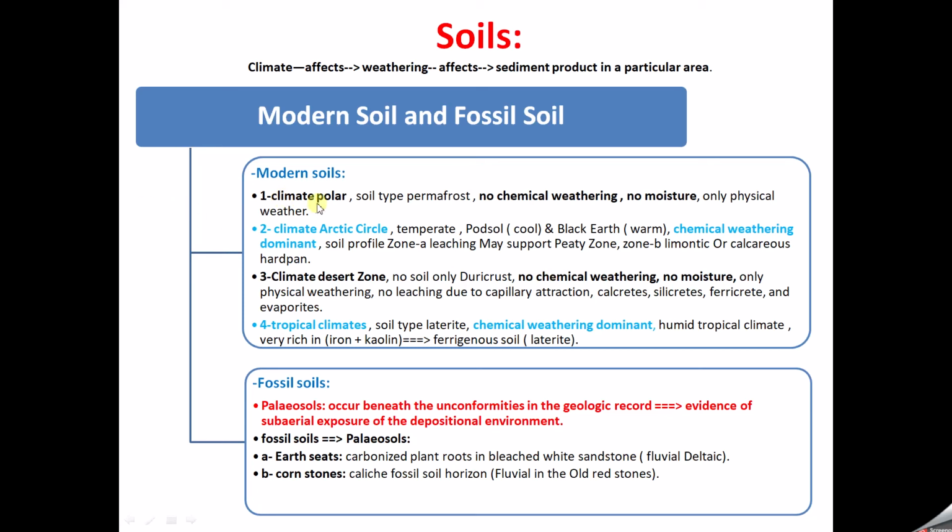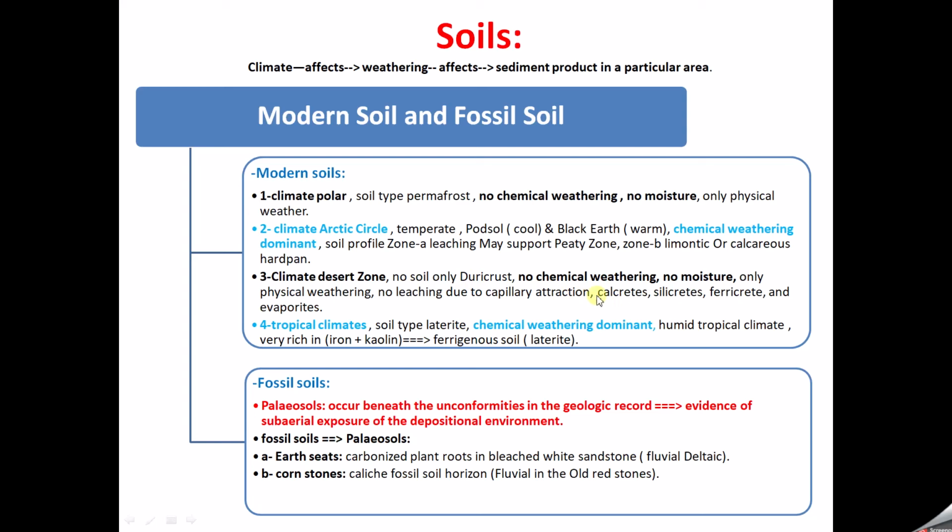So polar regions have permafrost, no soil. There's no chemical weathering because there's no moisture, only physical weathering. So basically we don't have a thick soil profile there. The same thing goes for the desert climate. Desert zone, no soil, just only duricrust.